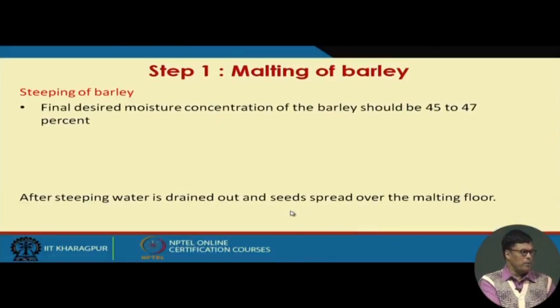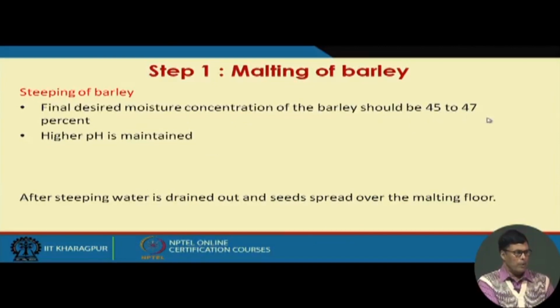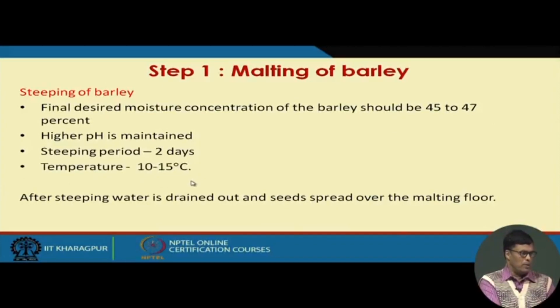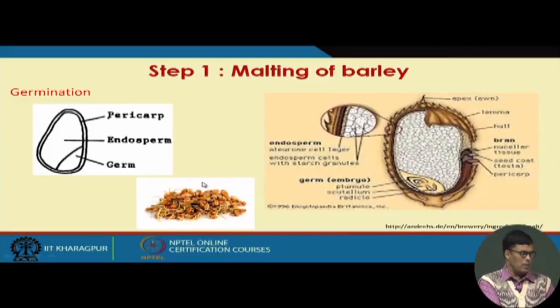After the steeping process, the final desired moisture concentration of the barley grains should be 45 to 47%. A higher pH is maintained, the steeping period is usually 2 days, and we maintain the temperature at 10 to 15 degrees centigrade. Now this is the barley grain, how it looks.